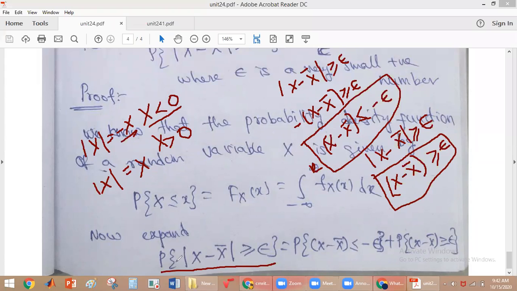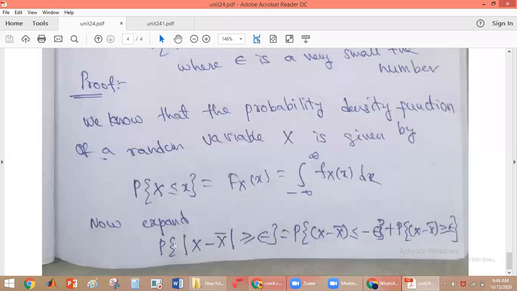So the probability of mod x minus x bar greater than or equal to epsilon can be written as probability of x minus x bar less than or equal to minus epsilon, plus probability of x minus x bar greater than or equal to epsilon. Here we have seen that it is written into two parts.